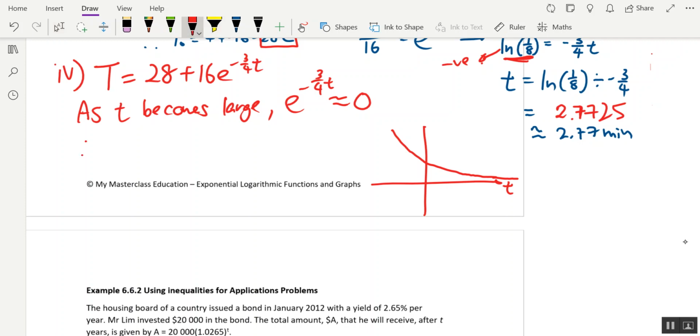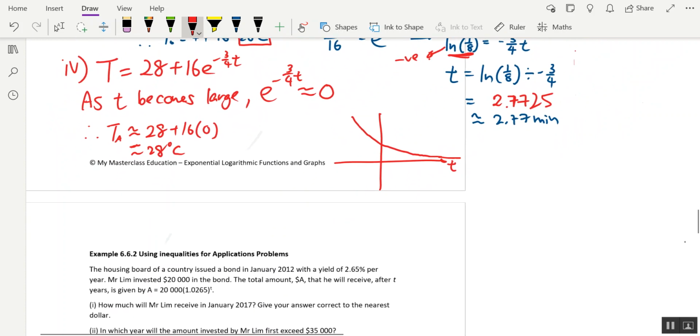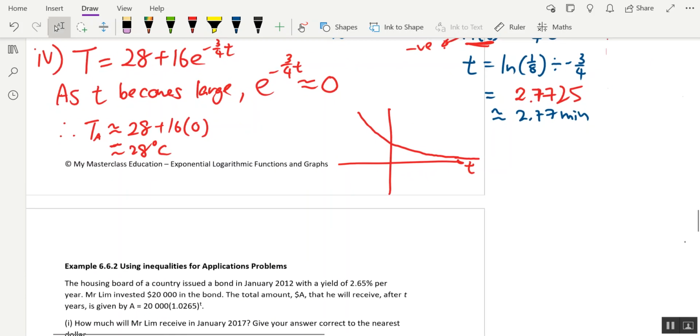Okay, so therefore T is approximately equal to 28 plus 16 times 0. That will be approximately 28 degrees Celsius. And what does this mean? That means as time goes by, your temperature will go very close to 28, but will never exceed 28, but will go very close to 28. What is 28 degrees Celsius? This is the room temperature.